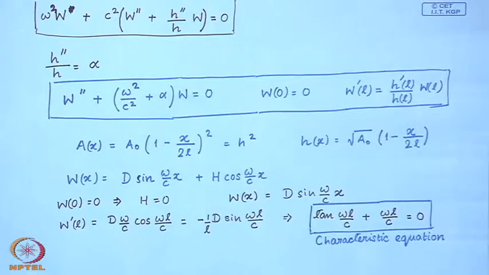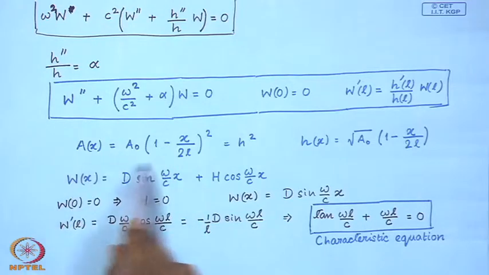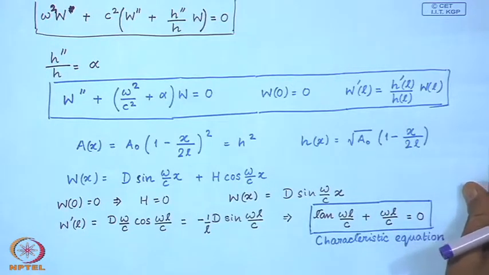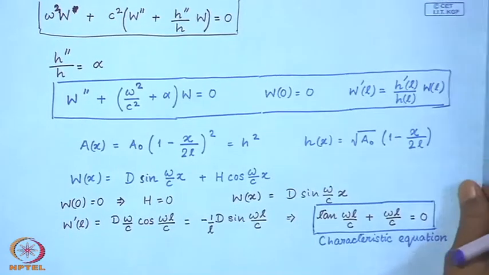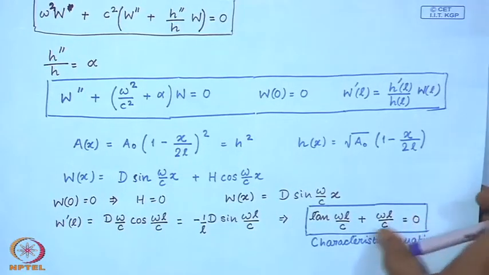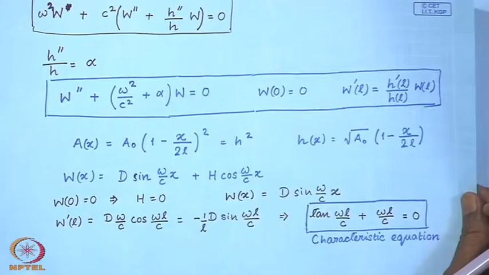for a fixed free bar with cross sectional area varying in this form. Now, this is a transcendental equation which has to be solved numerically. Now, a good way to visualize the solution of this transcendental equation is to make a graphical plot.